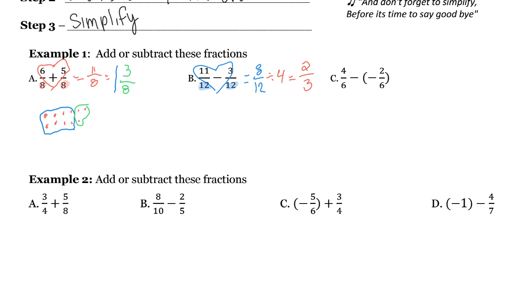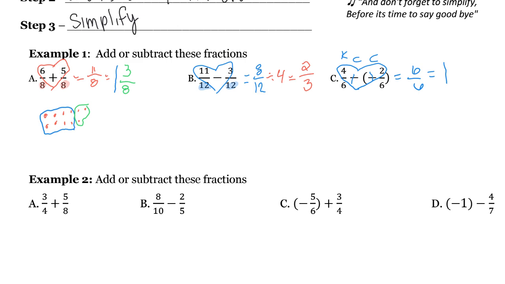All right, C. C is 4/6 minus a negative 2/6. So remember with subtraction like this, we do keep, change, change. So now we're really adding a positive, okay? So now we really have common denominators. So we know our denominator is going to be 6. And now we just add the numerators. 4 plus 2 is 6. What does 6/6 simplify to? 1, hopefully you said.